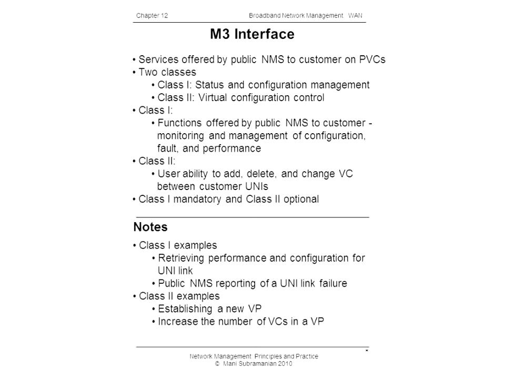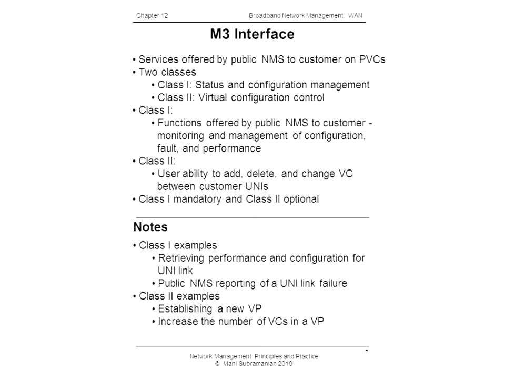So there are two classes of M3 requirements. One is the status and configuration management, that is class 1. And the second one is virtual configuration management or virtual configuration control, that is class 2. In class 1, requirements are those which a public network service provider offers to the customer. These include the customer performing monitoring and management of configuration, fault and performance management of a specific customer's portion of the public ATM network. And this service is offered only for PVC configuration.